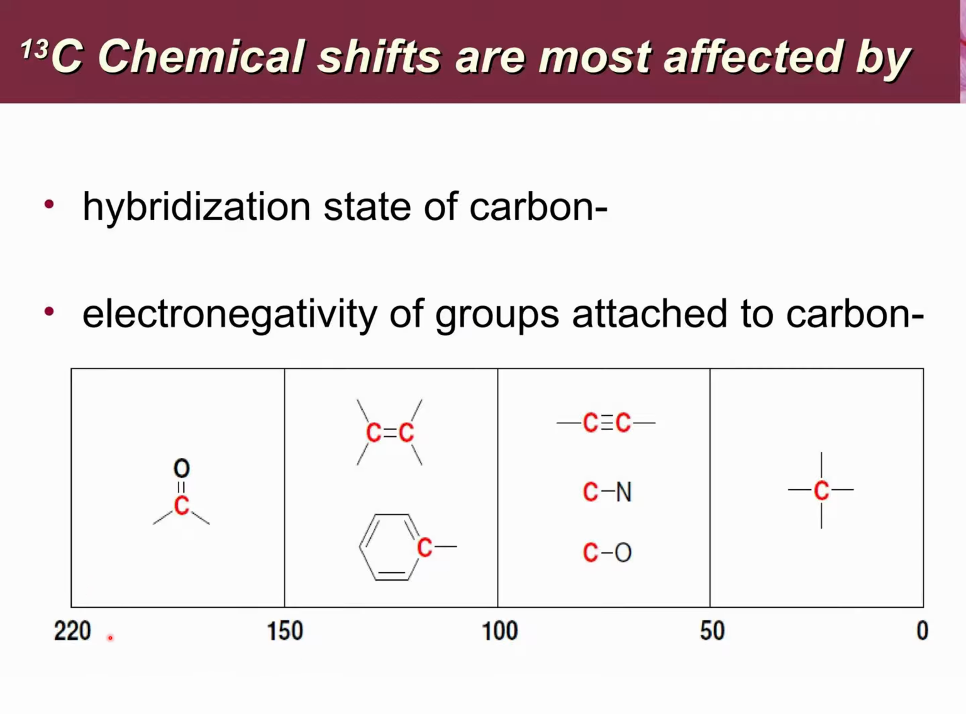And finally from 150 to 220, the carbonyl group: you will have carboxylic acid, aldehyde, ketone, acid and anhydride in this location. So this is the basic location of the peaks. If you memorize this, you can easily understand the availability of peaks and the nature of the compound. So actually shifts occur due to the hybridization state of the carbon and the electronegativity of the group attached to the carbon.